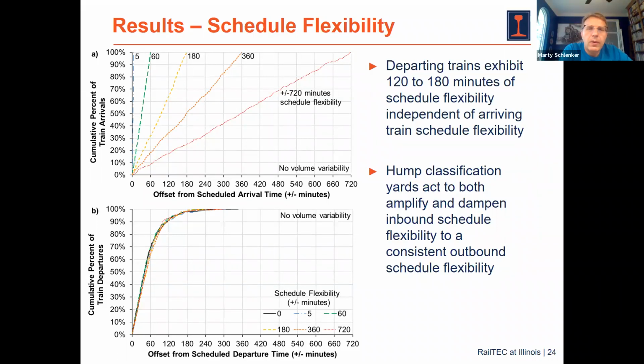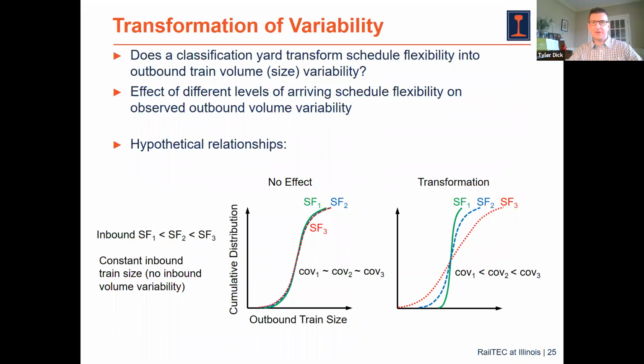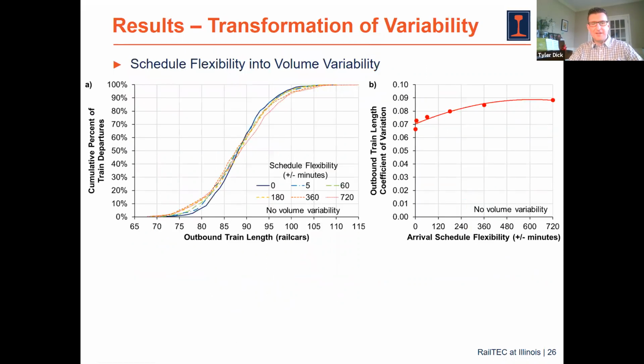Okay. And our last set of experimental results is looking at the transformation of variability. The idea is, as we increase schedule flexibility, does our variation in terms of our cumulative distribution of outbound train sizes remain consistent? Or as we increase schedule flexibility, do we also see an increase in the width of our distribution of train sizes coming out of the yard? When we look at our actual results, what we find is, even though it's a slight effect, as we increase our schedule flexibility, the width of our distribution of outbound train lengths actually does increase.